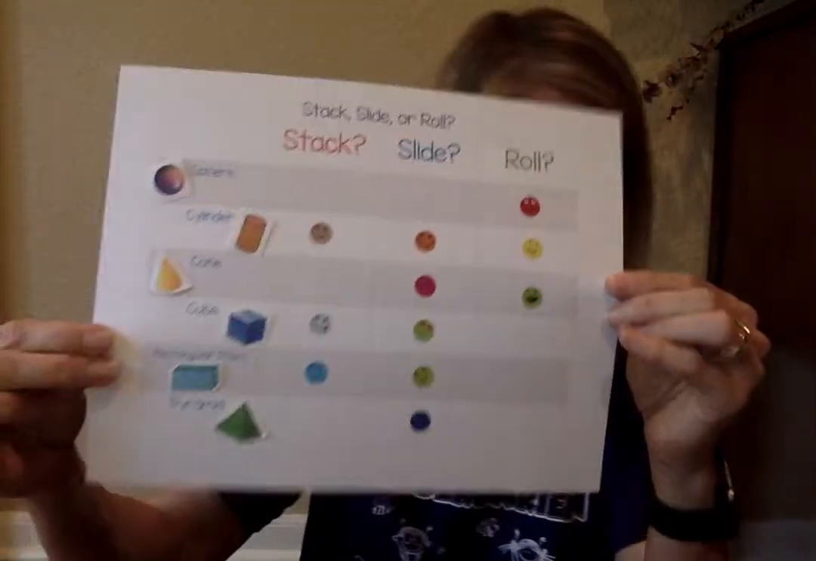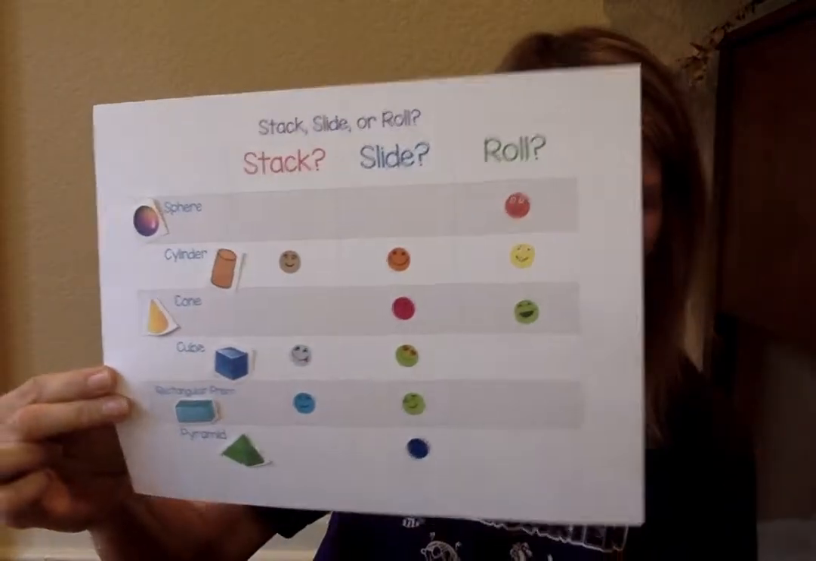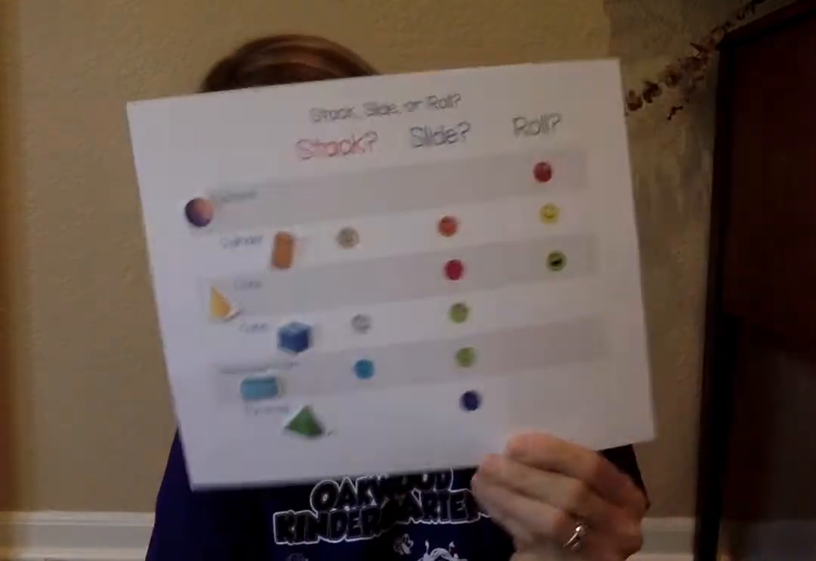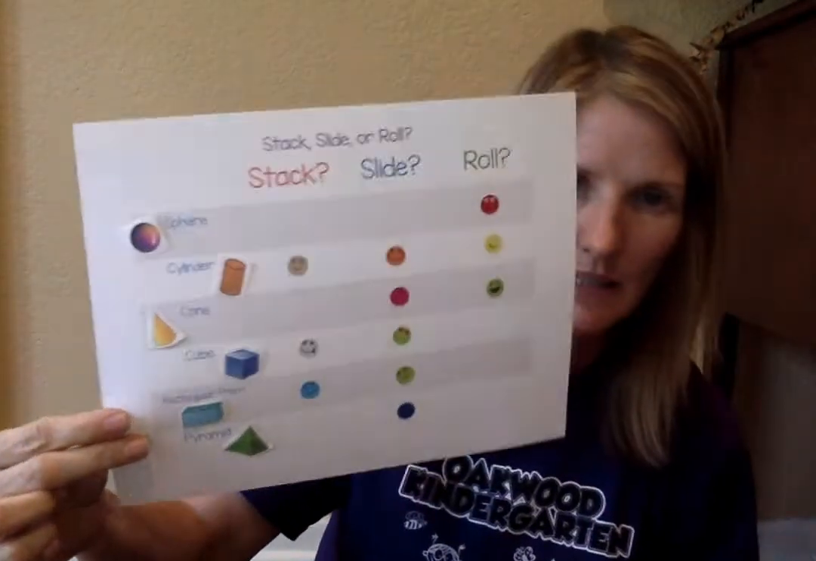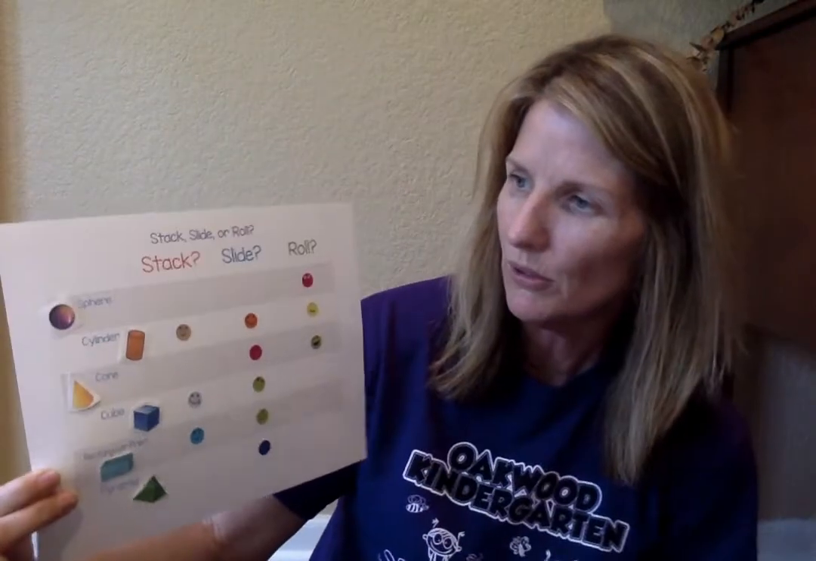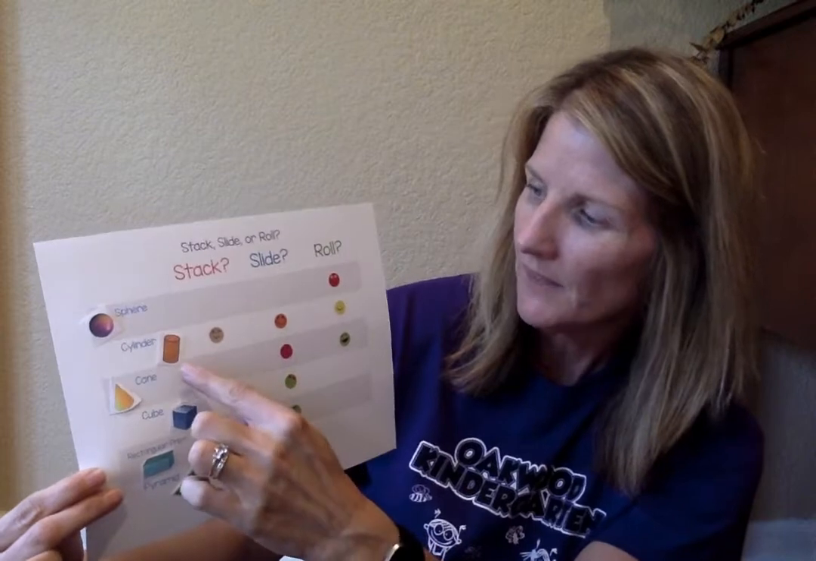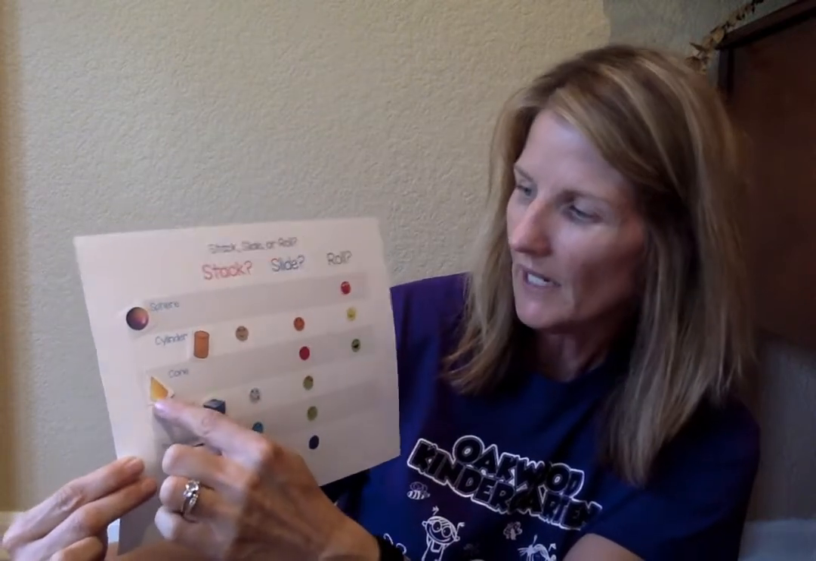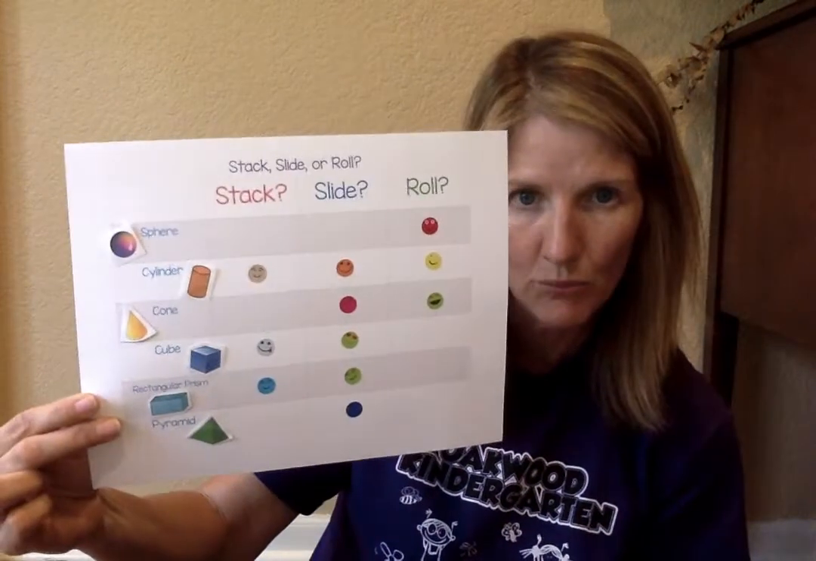All right, so while you were gone, I made this cool little chart so we can talk about these different things. So let's look and see all of these roll. These are the shapes that roll: a sphere, a cylinder, and a cone. They all roll. So let's look at them.